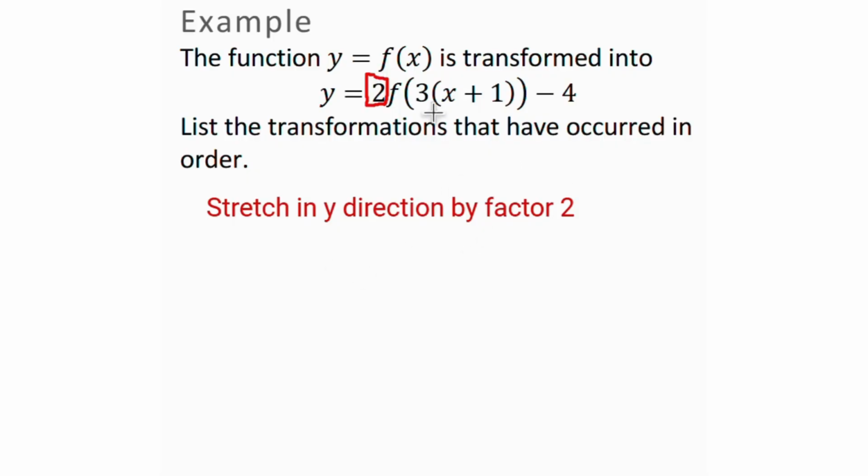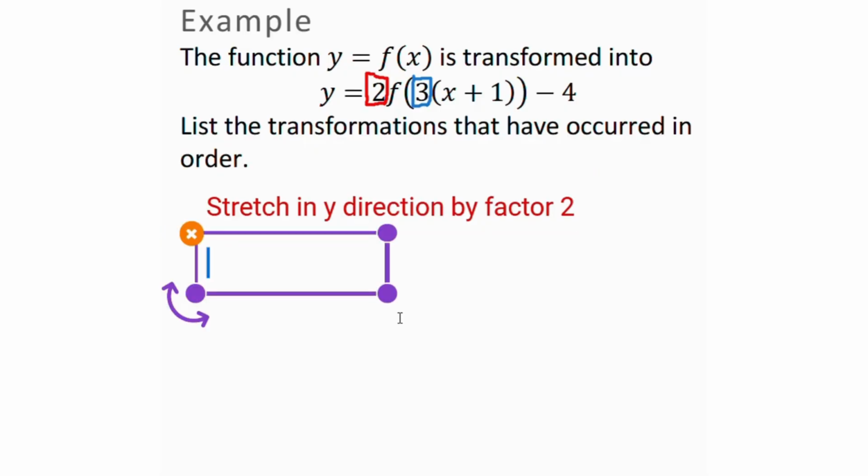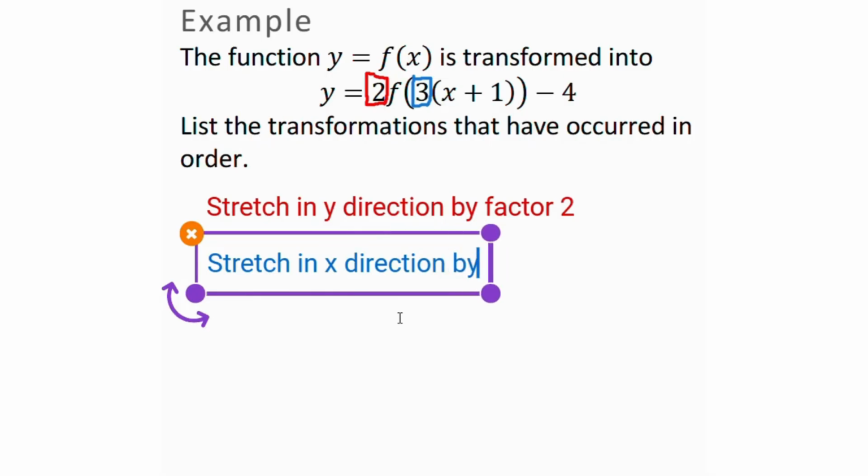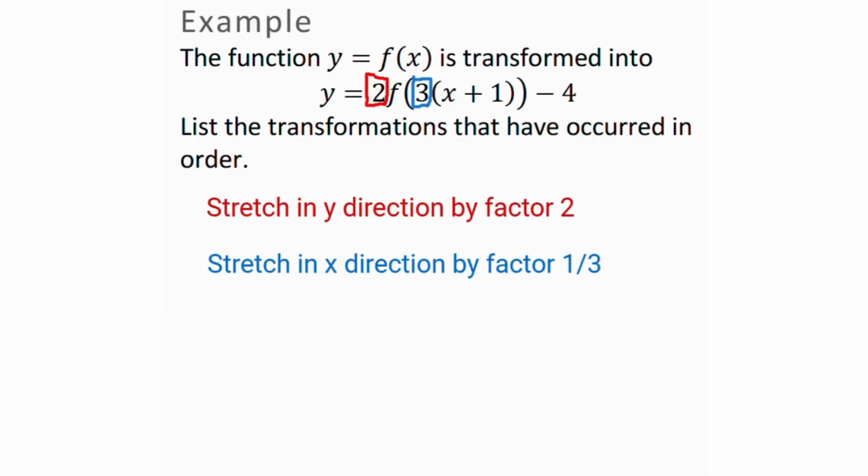Now let's have a look at this 3 and what this 3 tells us. So the 3 tells us that, again, it's a multiplication, so it's going to be a stretch. Because it's inside the function this time, it's in the x direction. And whenever it is inside the function, it's in the x direction, it's the opposite to what we think. So it's not a factor of 3, it's a factor of 1/3. Okay, so that is the second transformation.